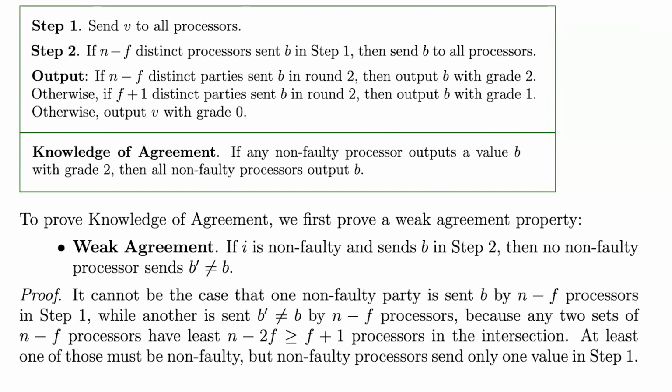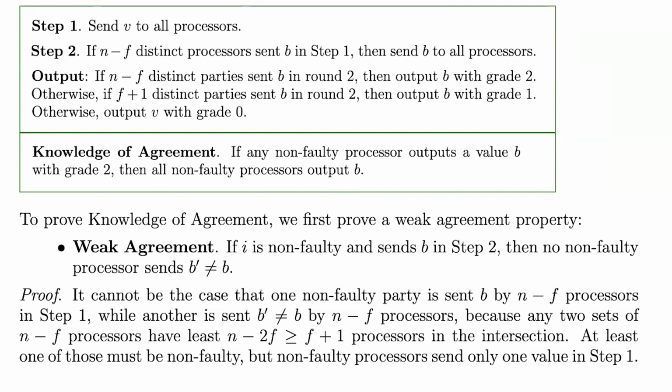Let's see. It can't be the case that one non-faulty processor is sent B by n minus f processors in step 1, and therefore sends B in step 2, while another is sent B prime, not equal to B, by n minus f processors. Why? Because any two sets of n minus f processors have to have at least n minus 2f in the intersection. I hope you can see that. If I've got two sets of n minus f processors, the size of the intersection is at least n minus 2f.